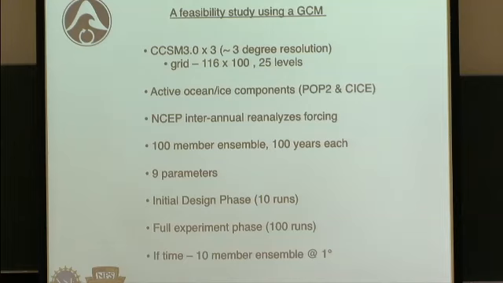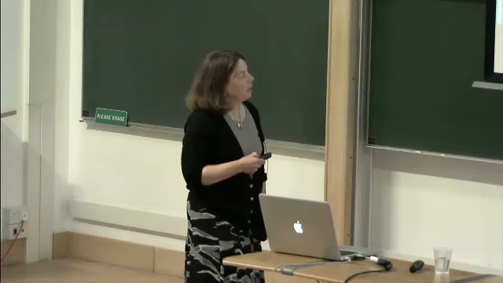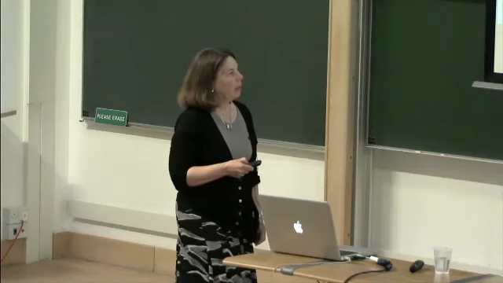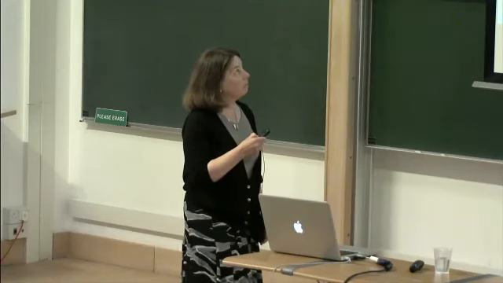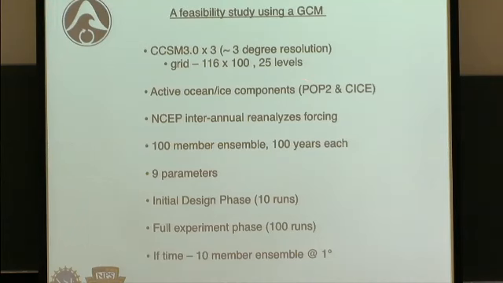So I'm using NCEP interannual forcing at the surface, and I want to create a 100-member ensemble, each member having 100 years in length. And then I'm looking at 9 parameters. I did an initial design phase that had 10 runs, and then the full experiment phase has 100 runs. And then if there's time, I'll do a 10-member ensemble run at 1 degree using the same model, CCSM 3 and 25 levels.